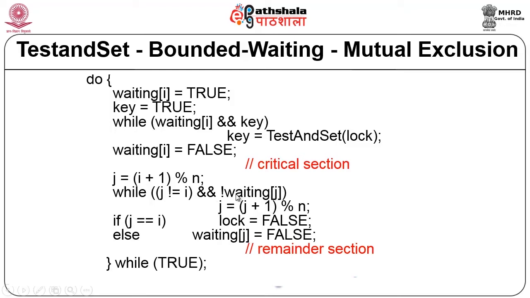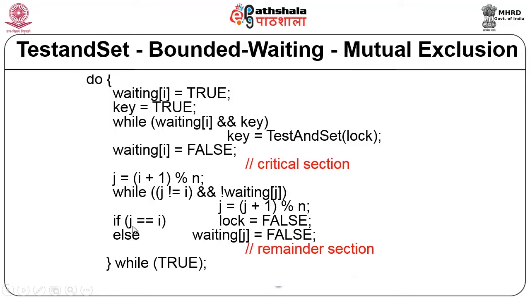And if a process is waiting, this condition will become false, because waiting[j] will be true if that process is waiting, and not waiting[j] will become false, and this whole while condition becomes false, and the process will come out of the while loop. And when it comes out of the while loop, you will have to check whether it came out because of the falseness of the first condition, or it came out because of checking this waiting.